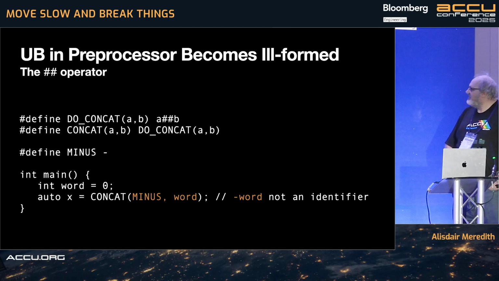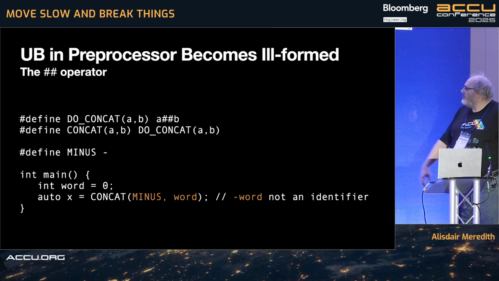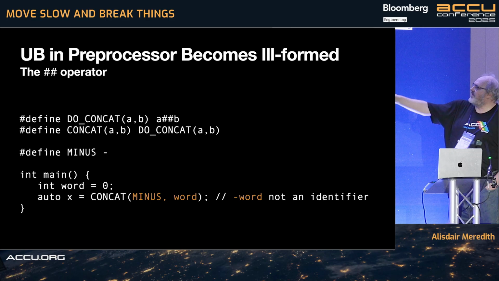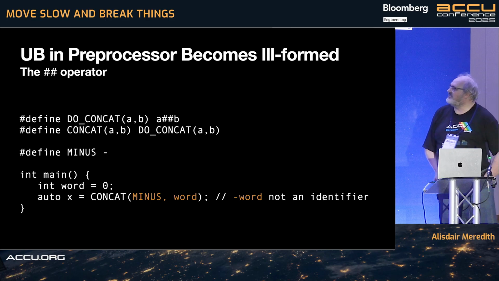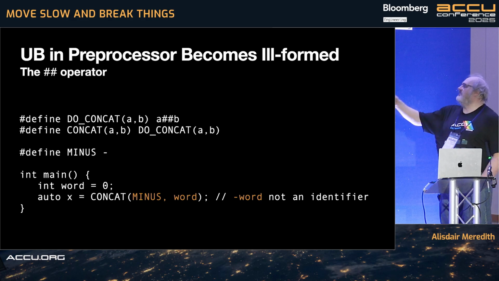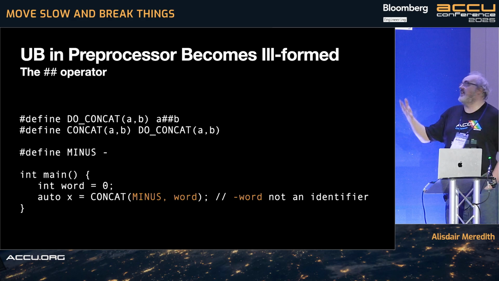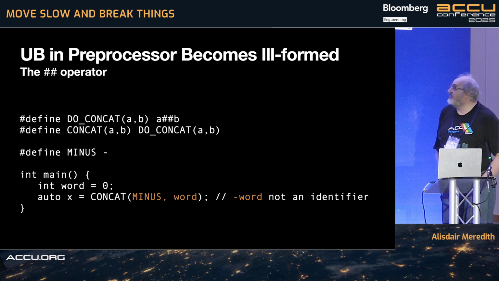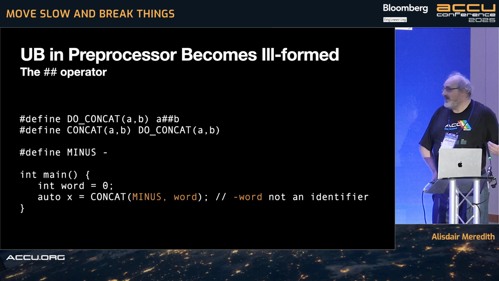Next one, the hash-hash operator, to stick two things together and make a token. Well, in this case, same thing, you've got to define a macro to do the work, because the arguments to the preprocessor operator are arguments to a macro. We're going to define minus to say, yes, I want minus word to be what I produce as my value, auto x. I'm expecting to get a nice integer holding, well, maybe not -0, but a nice 0. But minus word is taken as a single token, and minus is not a valid start for an identifier. So that should be, it's undefined behavior today, it will become ill-formed. How much code that's going to break, I don't know, but hopefully not a large amount.